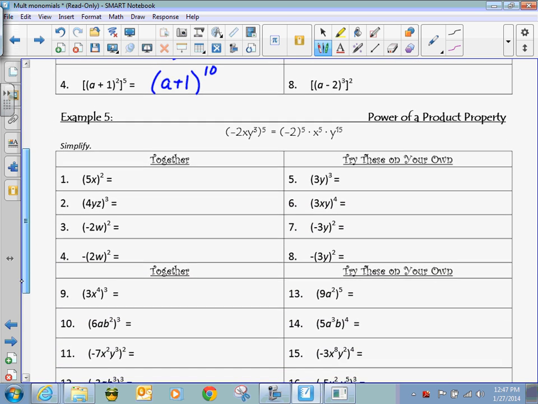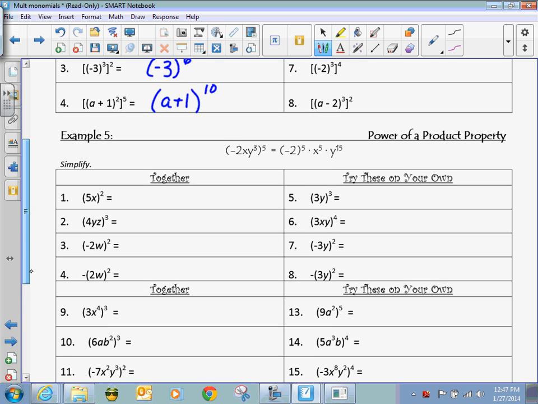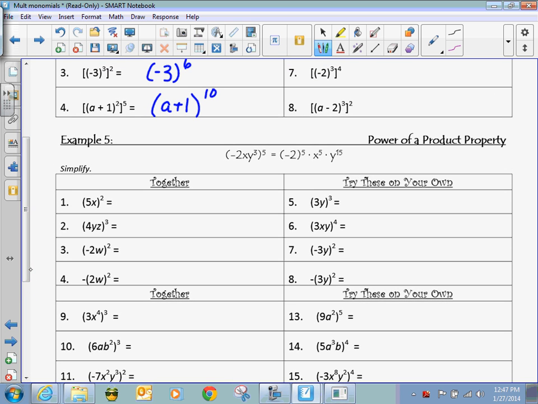All right, finally, power of a product property. So what that means is that we're going to take the power of a monomial, and we're probably going to have to do some multiplication as well. So if I have 5x squared, that means I'm going to square my 5 and get 25, and then write x squared. All right, because x would be to the power of 1, right? So x squared would be 1 times 2, which is 2.